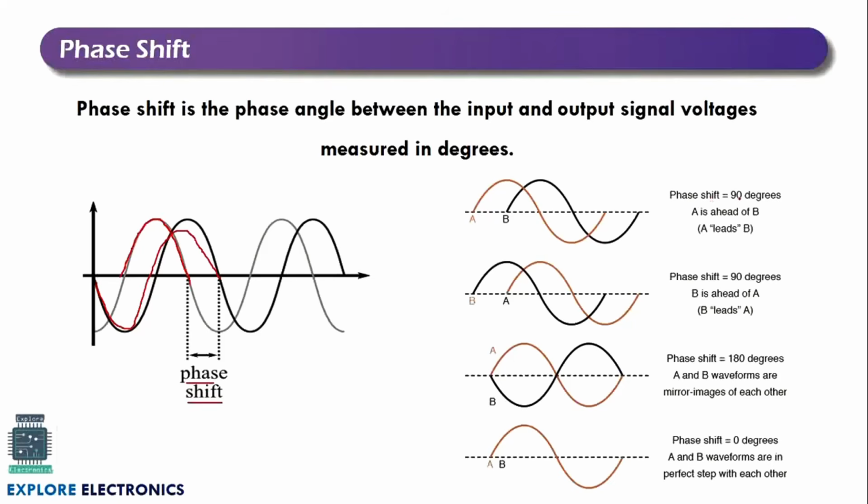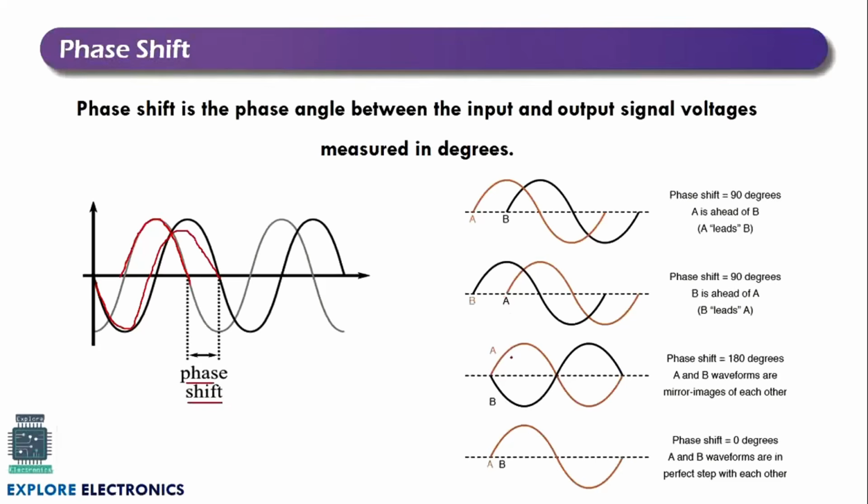If the phase shift is 90 degree, if the signal A is like this, and because of the amplifier the output may be something like this, these two signals will be having a 90 degree phase shift, where A is ahead of B. A is starting earlier than B with a phase shift of 90 degree. In other words, we say A leading B with 90 degree phase shift. And similarly here, you can observe it is again a 90 degree phase shift where B is leading A.